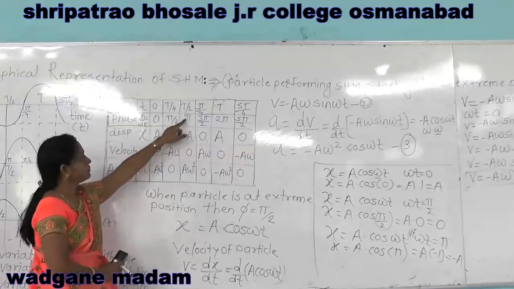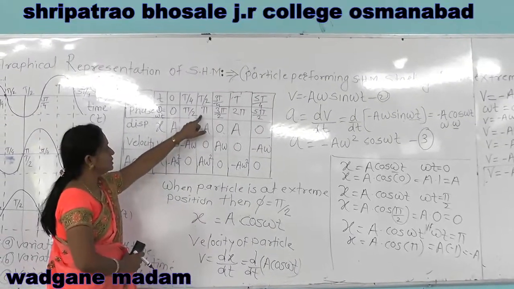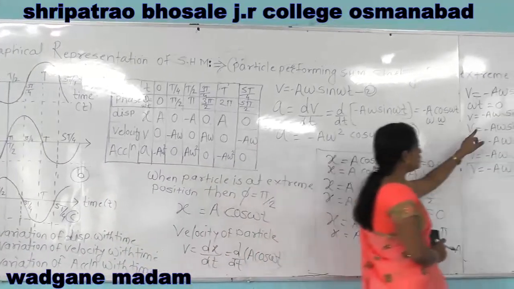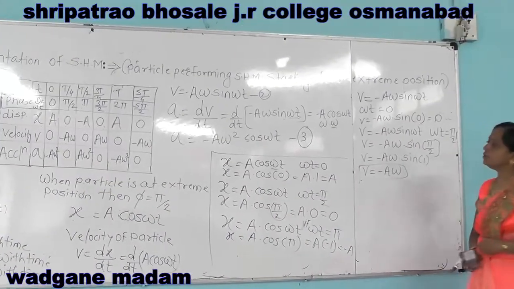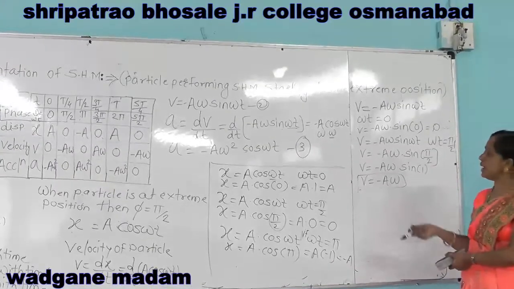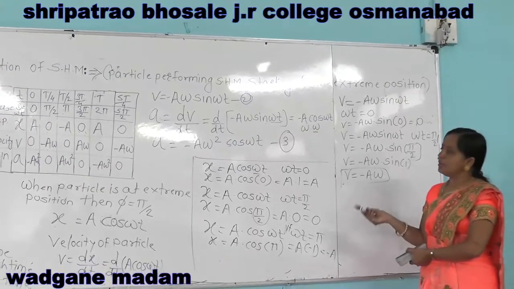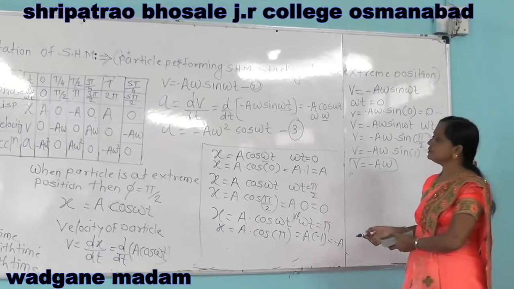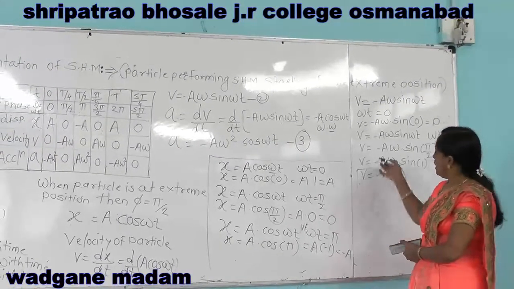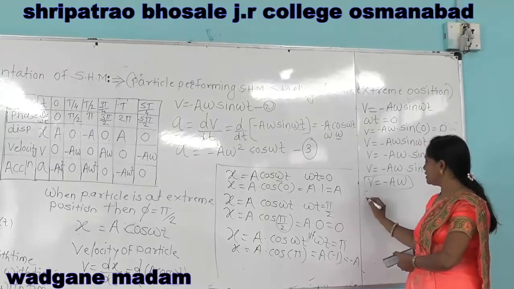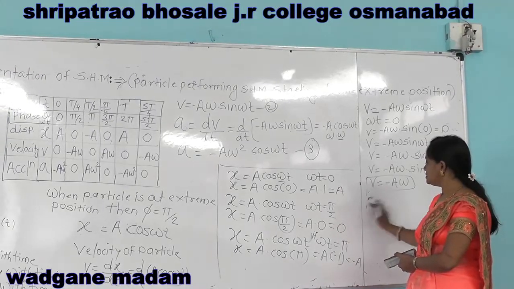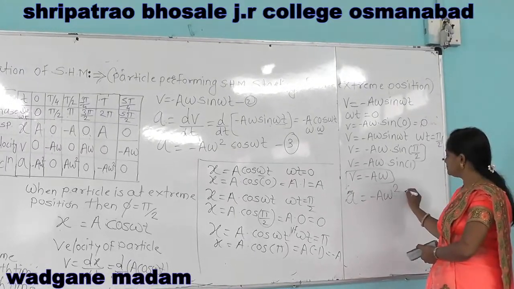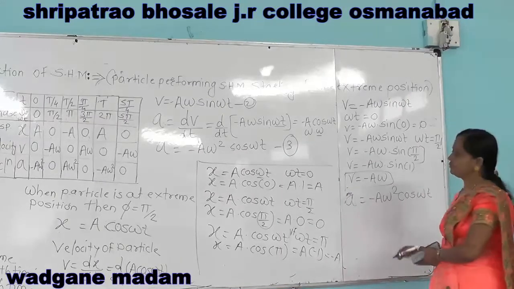Again, when the time interval becomes T by 2, the phase is pi. Then we get the value of velocity by putting omega t equal to pi in minus a omega sin omega t. Therefore we get the value 0, because sin pi is equal to 0. After that, we can consider the expression for acceleration, a is equal to minus a omega square cos omega t.